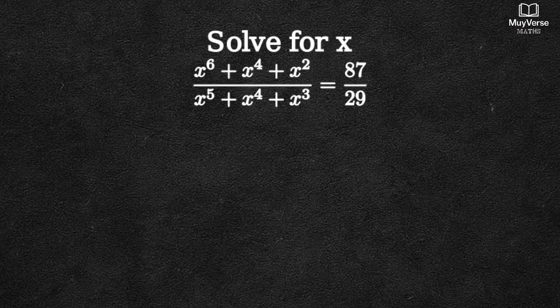Step 1. Simplify the right-hand side. We check if 87 is divisible by 29. Yes, because 29 times 3 equals 87. Therefore, the right-hand side simplifies to 3.